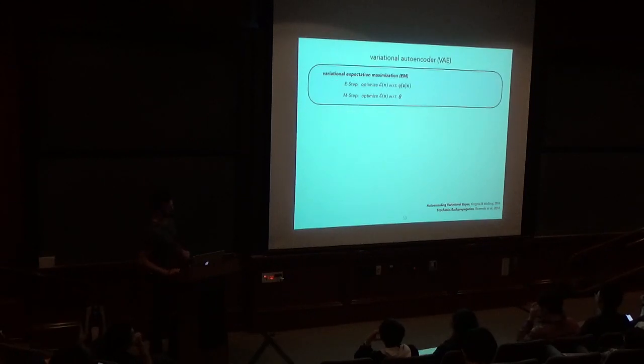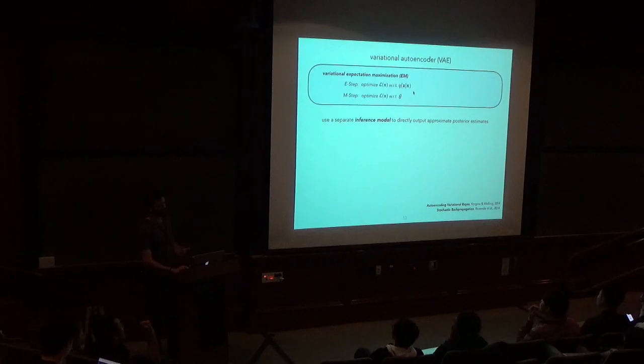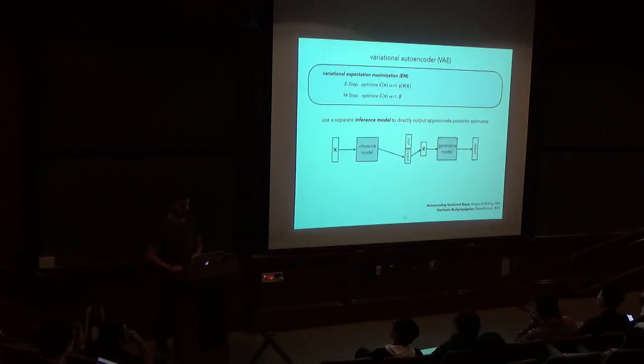Let's think, though, going back to the variational EM algorithm, we might actually want to use a separate inference model to allow us to perform this E step much more efficiently. So this is kind of where deep learning has come into practice here. And the idea is that instead of directly optimizing our approximate posterior, we're going to have a separate model called an inference model, which is going to output this estimate of the approximate posterior for us.